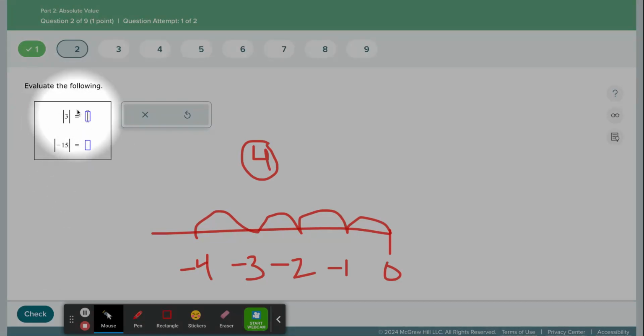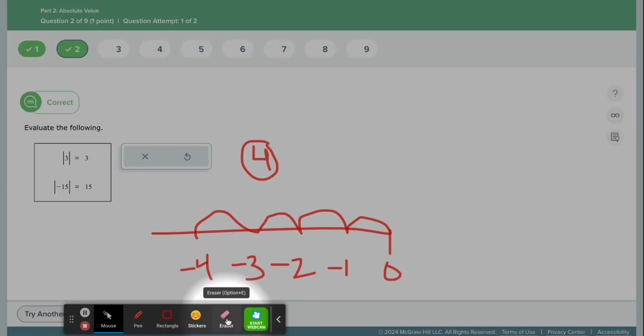Cool. So here we go. Trying again. How many hops from 0 is 3 on the number line? And how many hops from 0 is -15 on the number line? That's all it's asking. So 3 is 3 hops from 0. -15 is 15 hops from 0 on the number line. Notice they're both positive, correct? Cool.